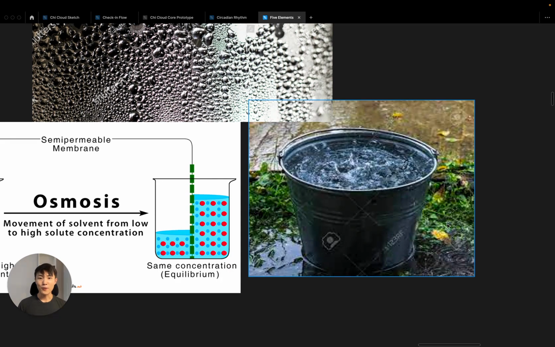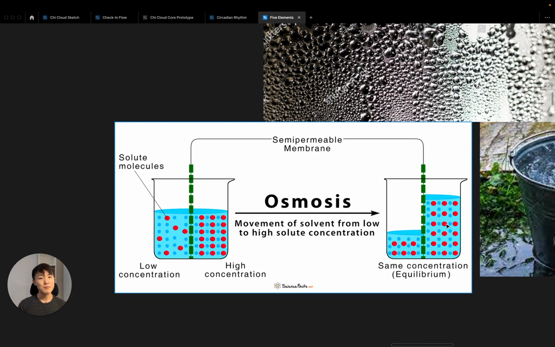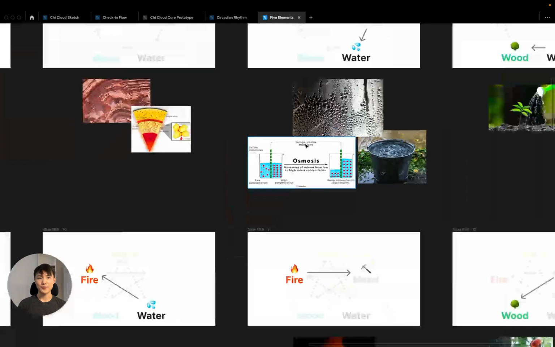And finally, for the more chemistry-minded viewers out there, osmosis, which we learn in molecular biology. When you have metal ions that are in higher concentration on one side, water will naturally come towards the side with more concentration. And so with these three different ways of thinking about it, metal generates water.